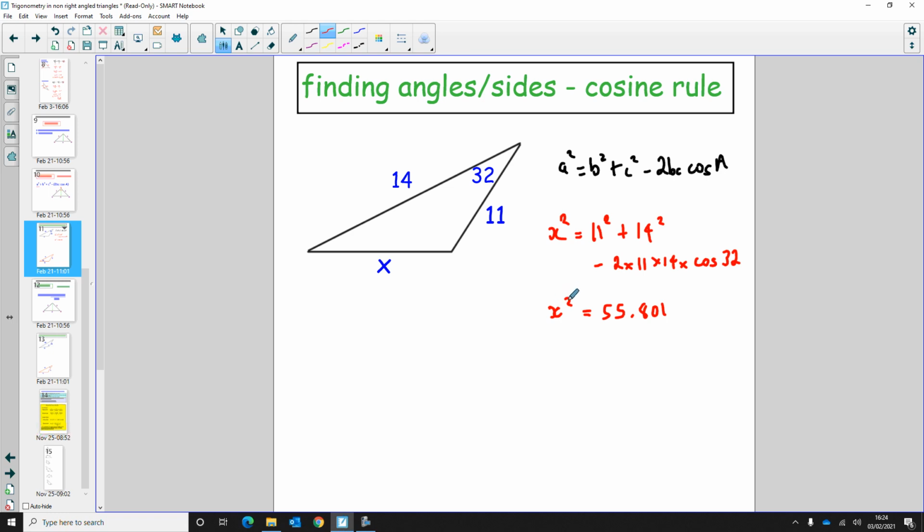But as you can see here, this is x squared. Okay, so the rule is squared. So what we need to do, a bit like we do when we do Pythagoras, is we have to square root our answer. So we have to square root that to find out the actual value of x. So if I then square root my answer, to 2 decimal places, I get 7.47. It doesn't actually say centimetres or anything, so we can just leave it like that. So that is the answer for x.